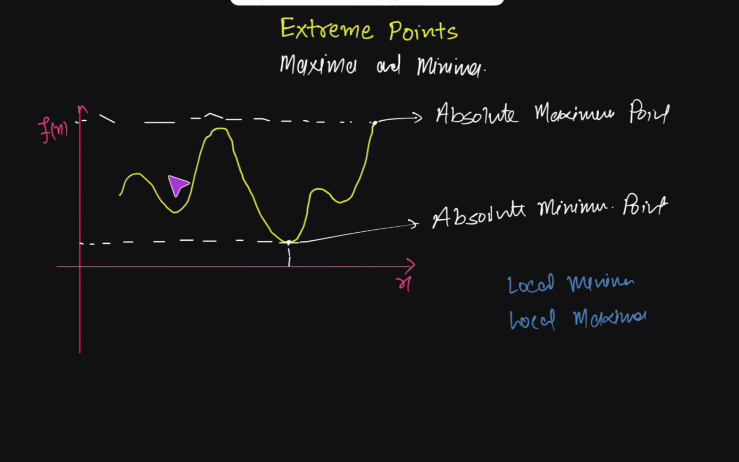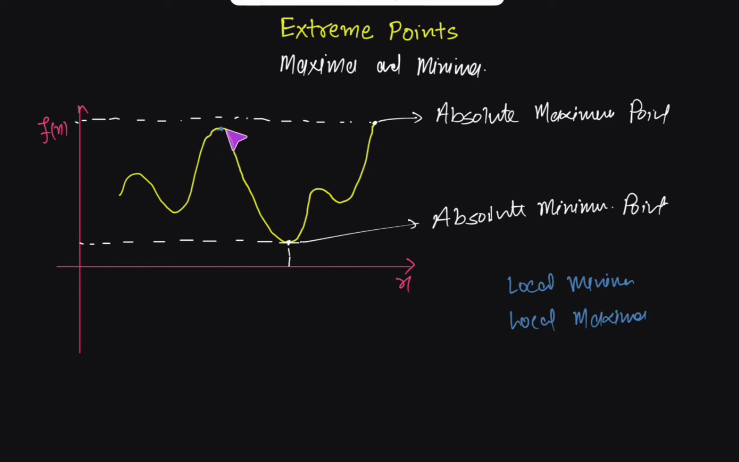Other than this, we can see that as this function is changing its value, there are certain points where the function has some value. Suppose we consider this point. At this point, the function has some value which is higher than its neighbors. When I say neighbor, it means we have to move backward as well as forward. If we move a little bit forward, this is the point which has achieved the maximum value. Similarly, if I move a little bit backward, the value at this point is still maximum.